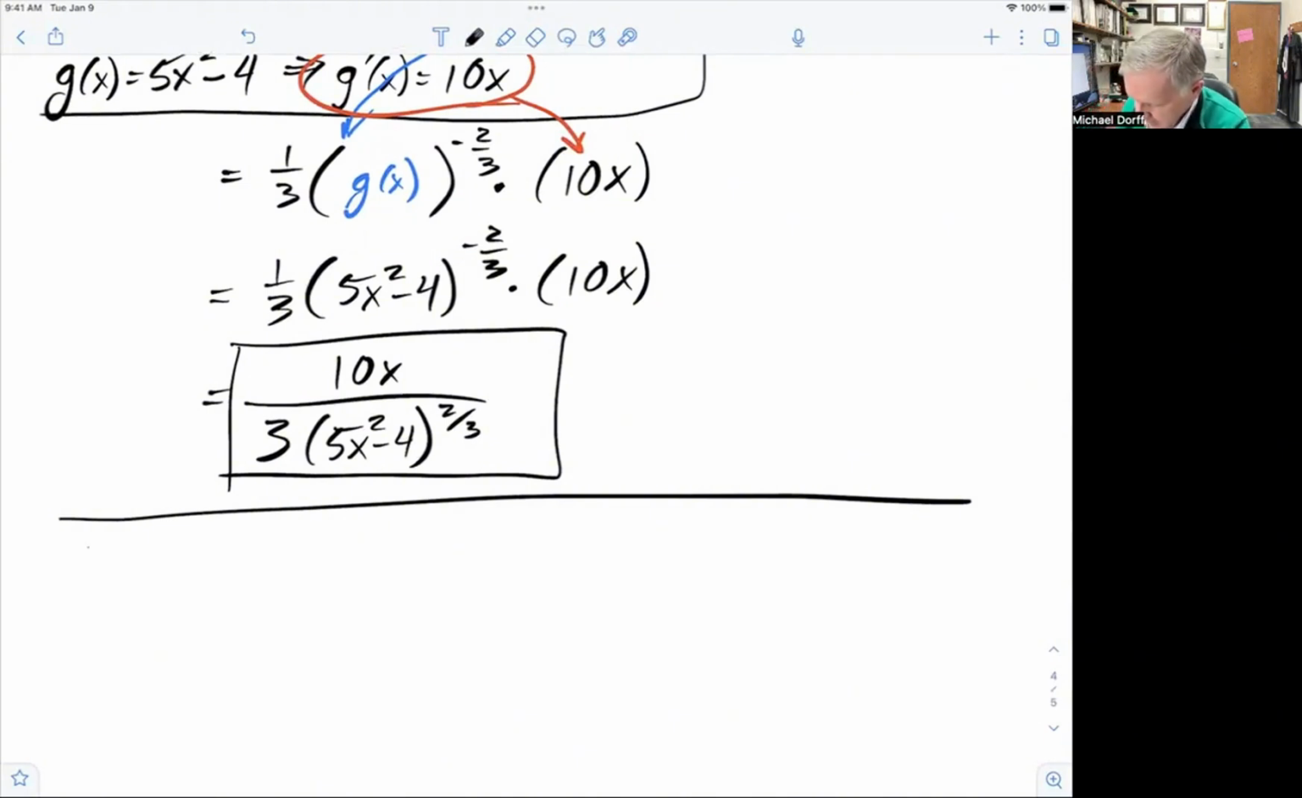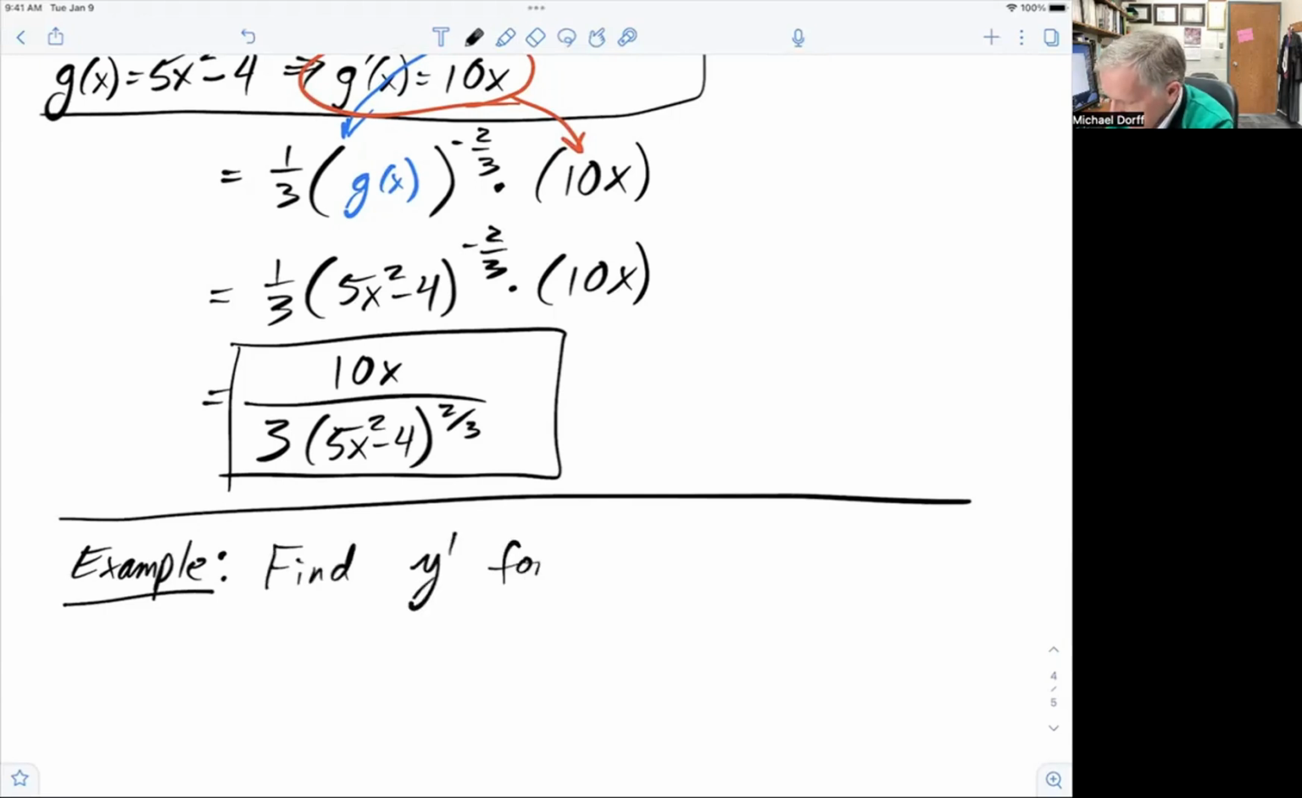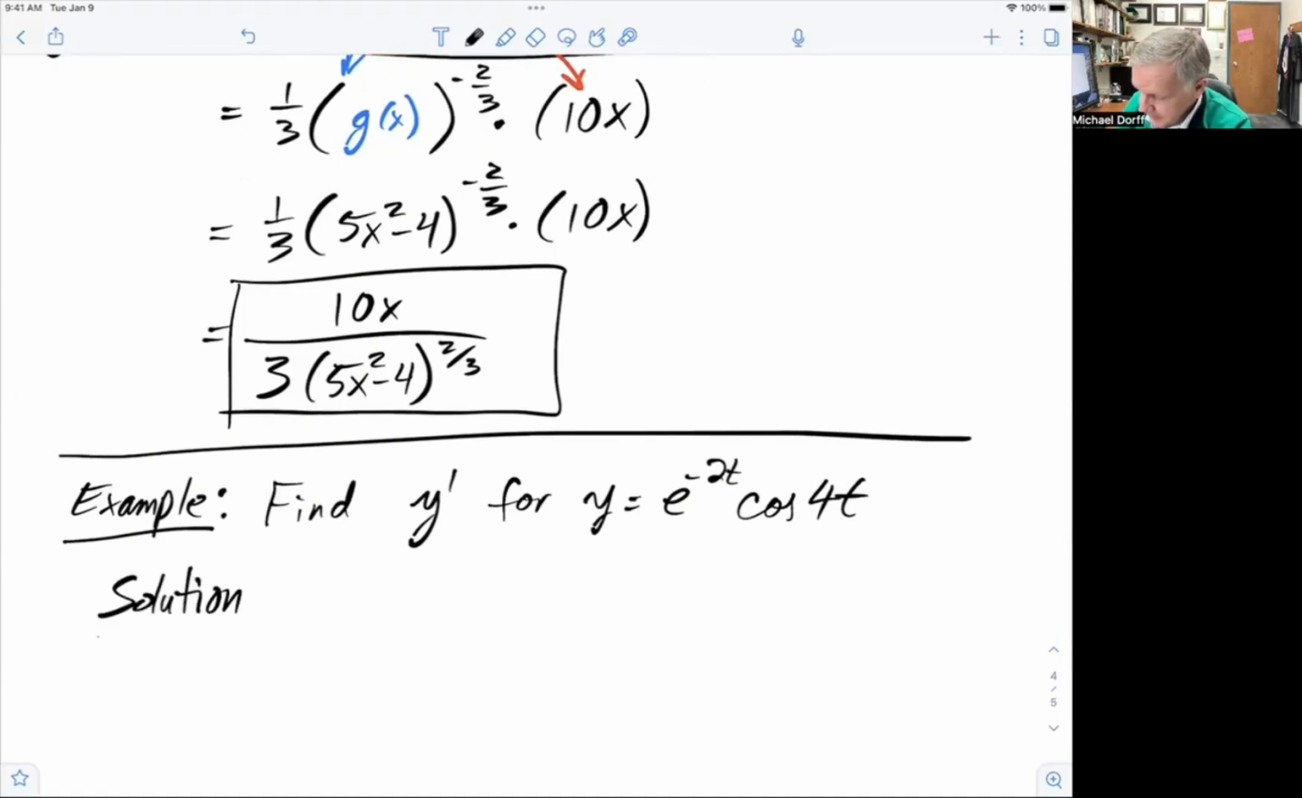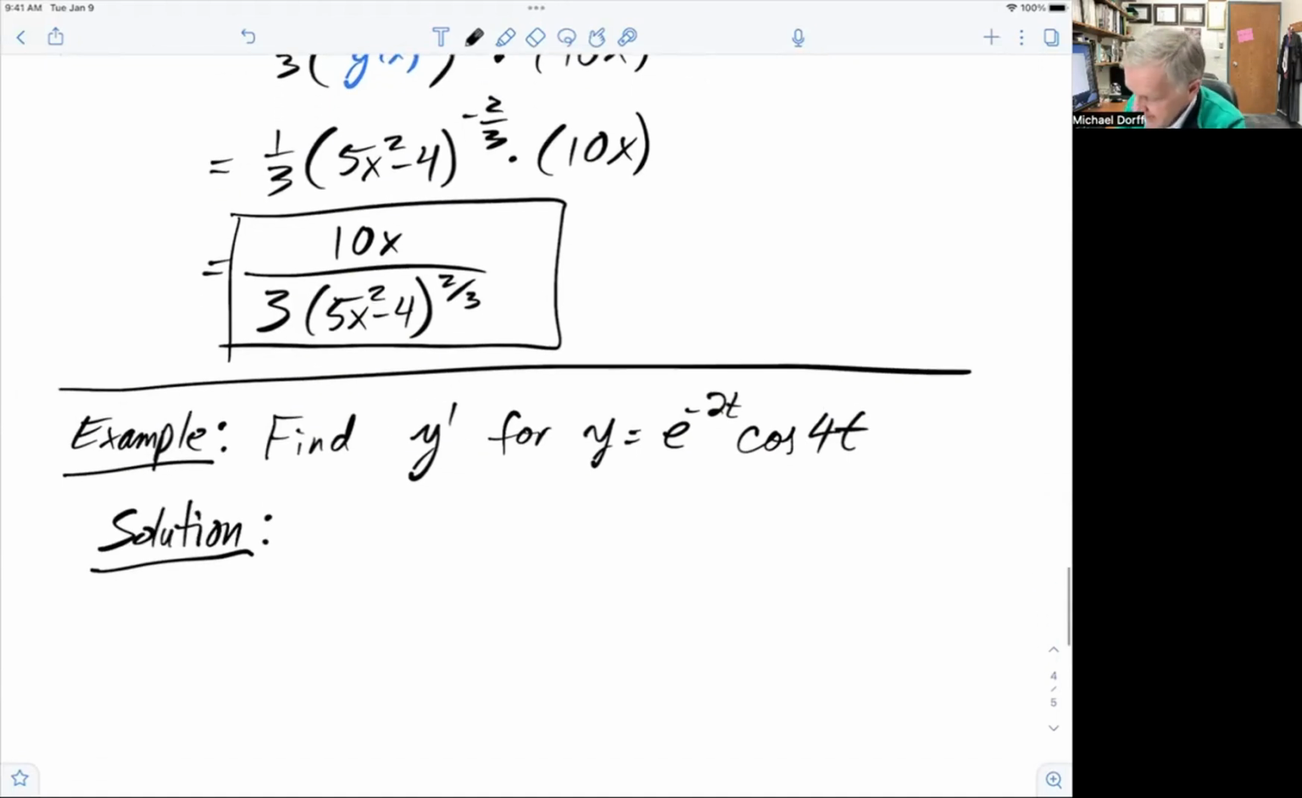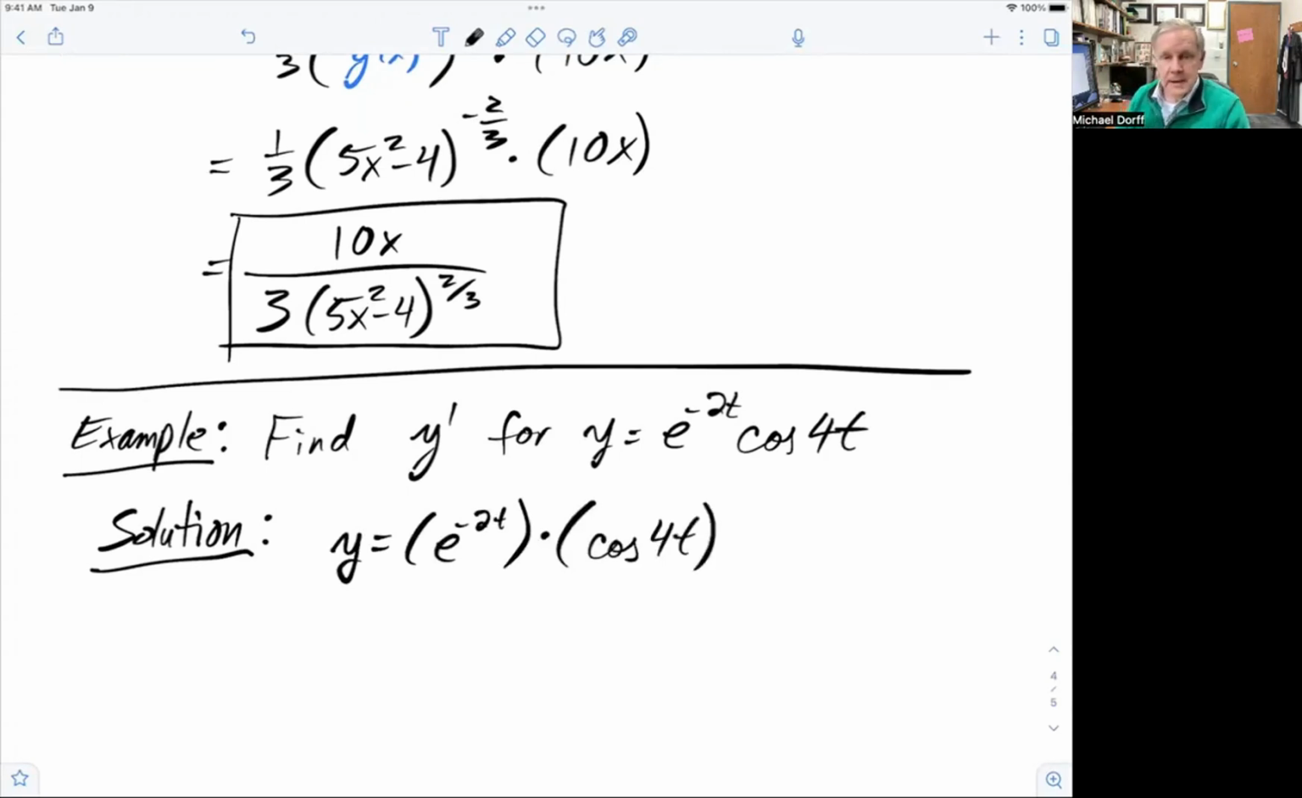So now let's do another example. We're going to find y prime for y equals e to the negative 2t times cosine of 4t. Now, the first thing I notice about this problem is that when I write out y as e to the negative 2t times cosine of 4t, I've got the product of two functions there. So we have to use the product rule, right?